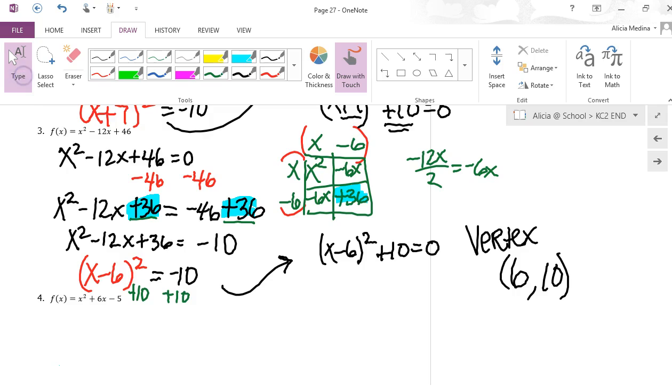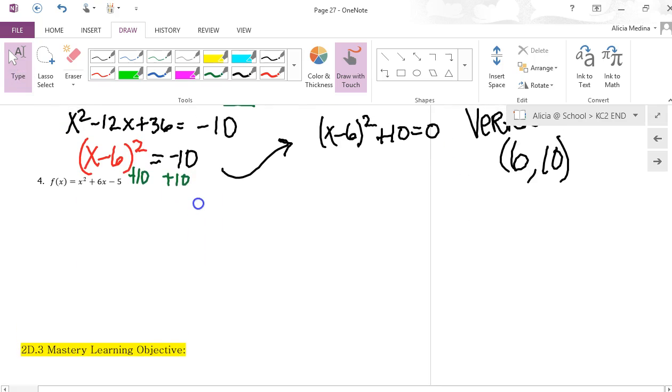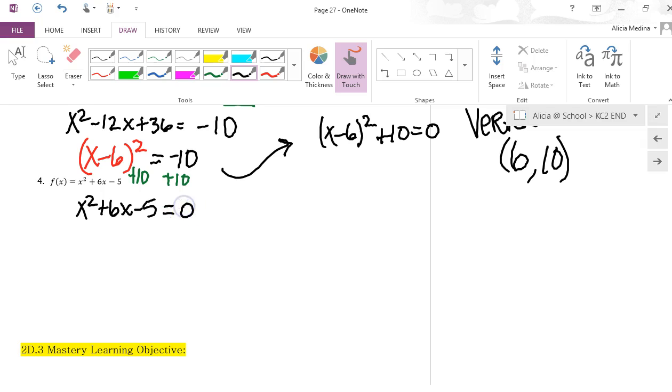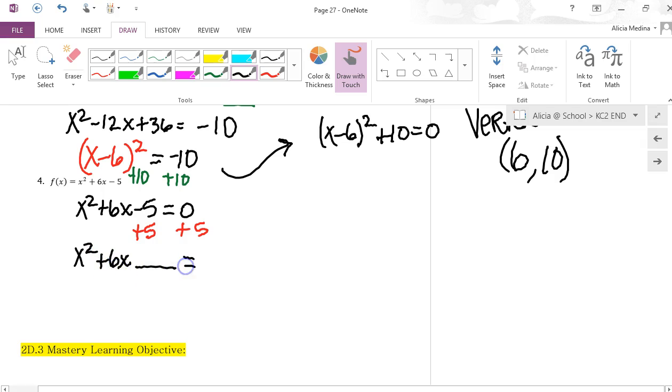Alright, last example here. Same steps as before. Set the quadratic equation equal to 0. So x squared plus 6x minus 5 equals 0. We want to move that constant over, following those same steps which are written alongside that first example we did. X squared plus 6x. I'm going to have a blank there. 5 plus whatever blank comes from my completing the square box.